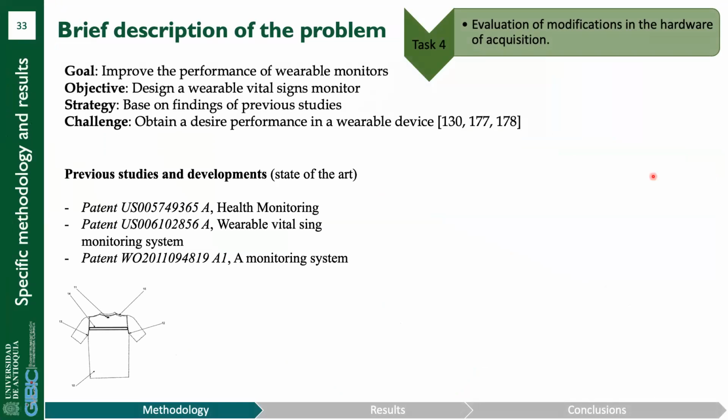The goal in this part is to improve the performance of wearable monitors. The objective is to design a wearable vital signs monitor. The strategy that we use is to base our design on findings of previous studies. And the challenge is to obtain a desired performance in wearable devices. As I mentioned, we base the design of our device on previous studies and developments, and on the patents that we found in the state of the art.